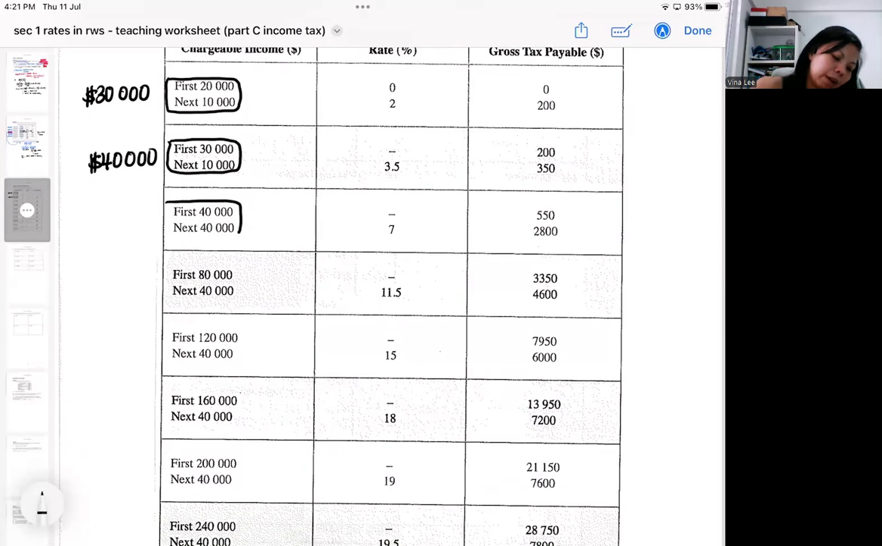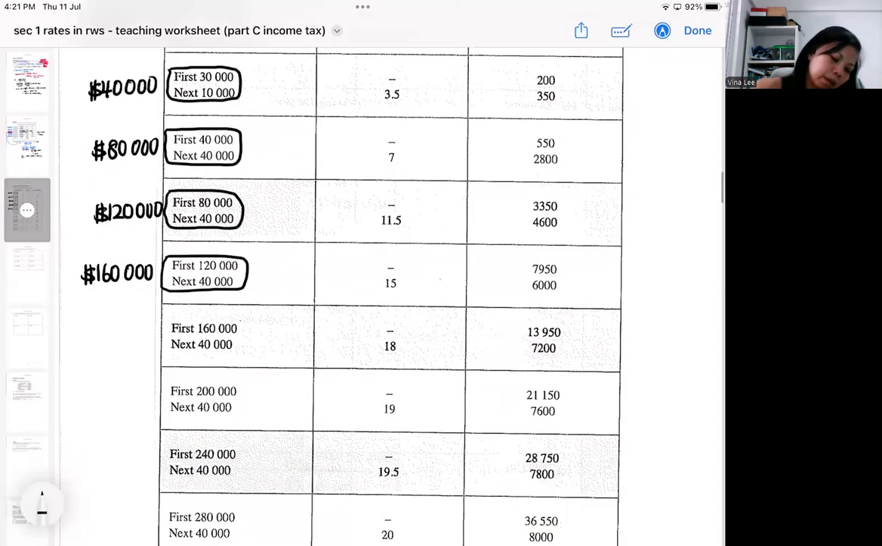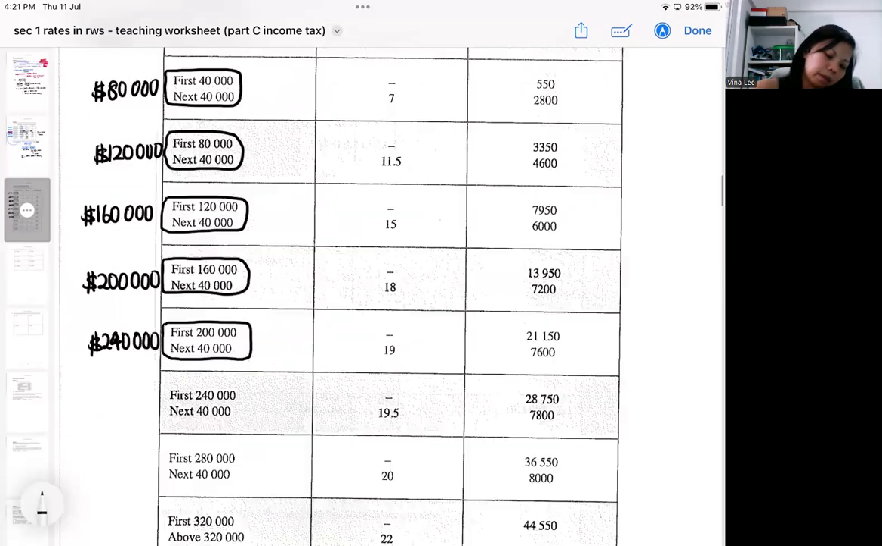Then we can classify which bracket a person will go to. So this one is 120,000. Okay, this one is 160,000. Okay, so 200,000. Here will be 240,000. So this table is very huge. Okay, they break down into a lot of income.